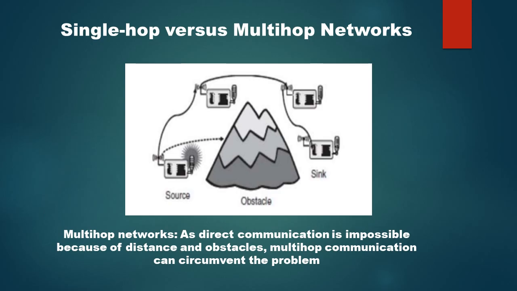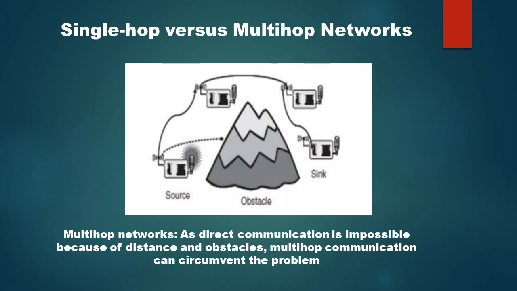Single hop versus multi-hop networks. Here, an obstacle is present between the source node and the sink node. Direct communication is not available. So, a number of intermediate nodes will be present between the source and the sink node.